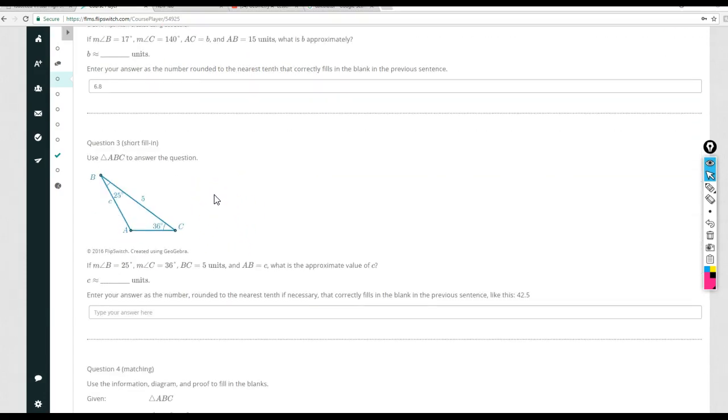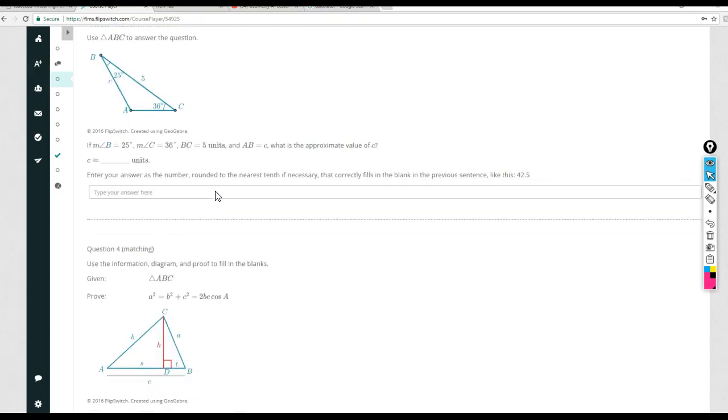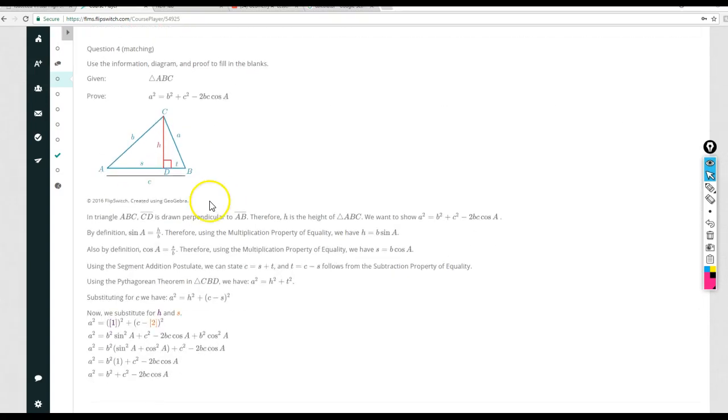Question 3 is similarly set up to question 2. Question 4 is a proof. Use the information, diagram and proof to fill in the blanks.